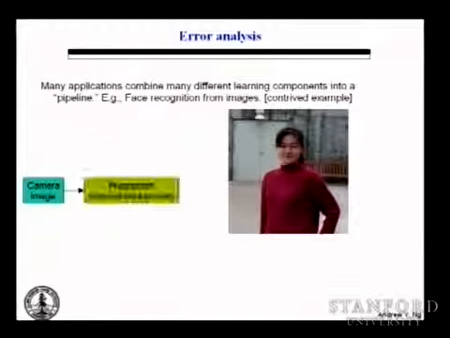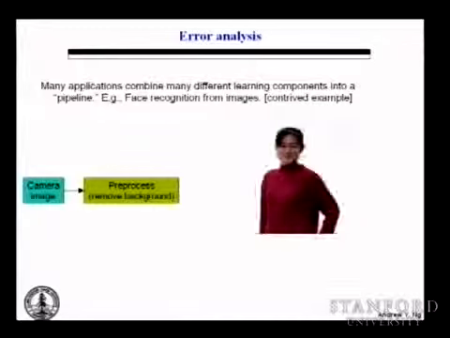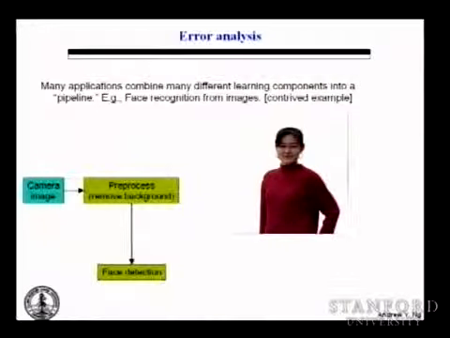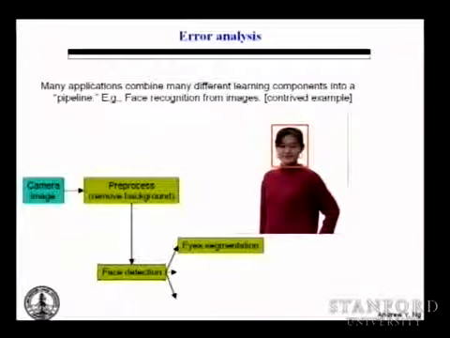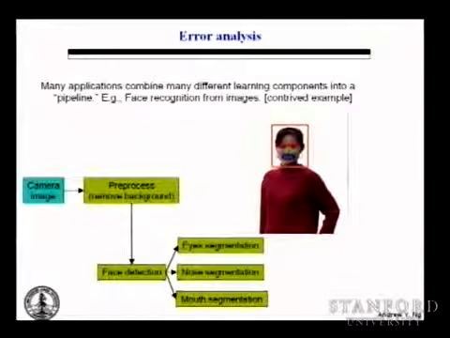For example, the first thing you might do is pre-process the image, remove the background. And then you run a face detection algorithm, some machine learning algorithm to detect people's faces. And then, let's say you want to recognize the identity of the person. This is your application. You then segment out the eyes, segment out the nose, and have different learning algorithms to detect the mouth and so on.